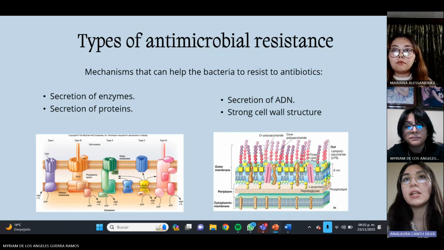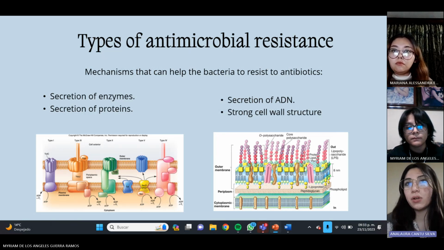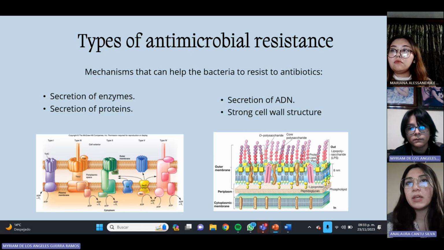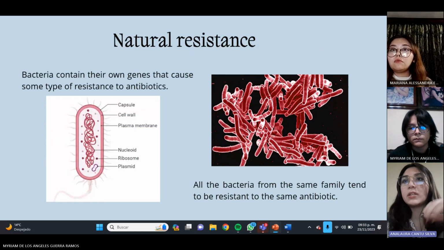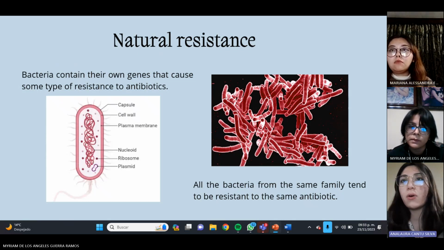There are a lot of mechanisms that can help bacteria resist antibiotics. Some of them are by the secretion of enzymes, proteins, DNA, or it can also be by their strong cell wall structure. These mechanisms can be a natural or an acquired resistance. Some of these take a long time to appear because of bacterial mutations or adaptation.